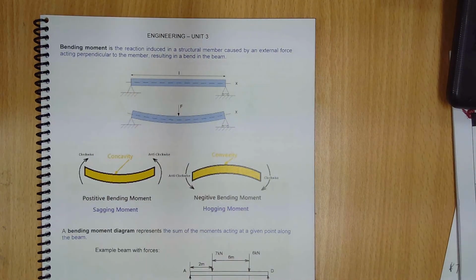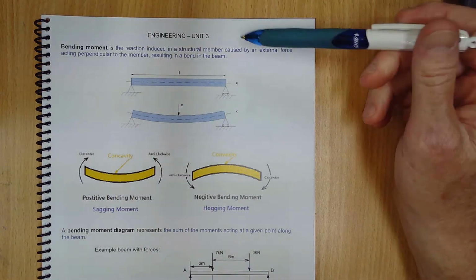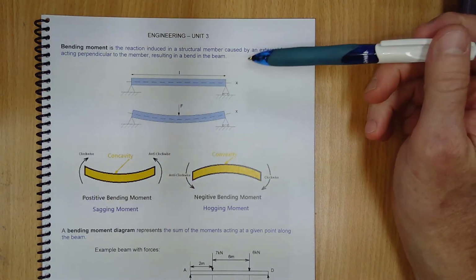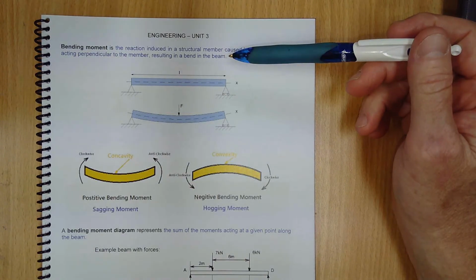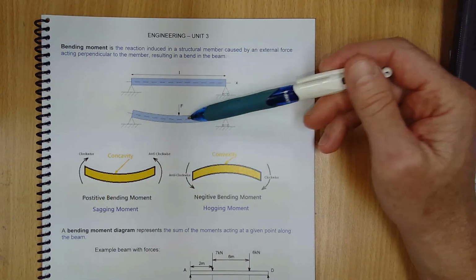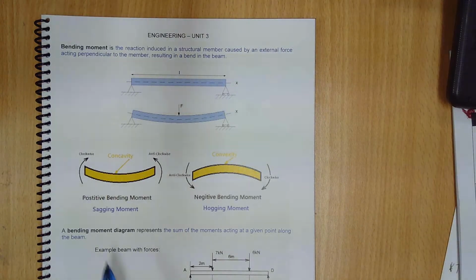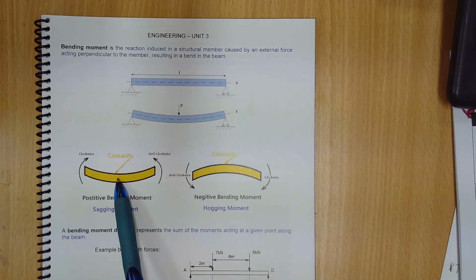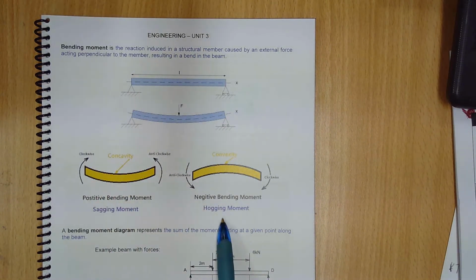So our bending moment then is the reaction induced in a structural member caused by an external force acting perpendicular to the member, resulting in a bend in the beam. Okay, same as what we've seen before. A couple of points of terminology there: a sagging moment and a hogging moment. Sagging moment when the force is coming from above and pushing down, and a hogging moment when the force is pushing up from underneath. You get the concave and convex.